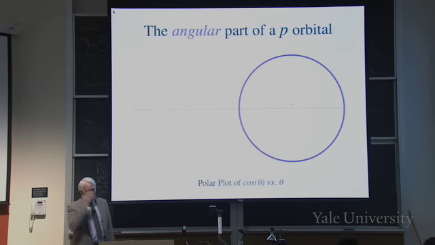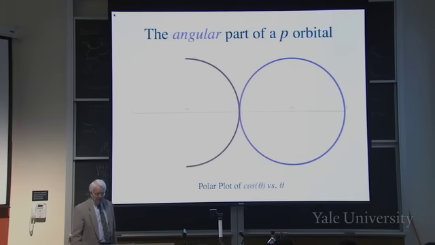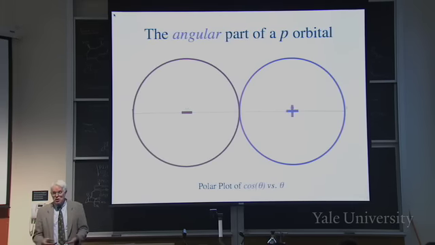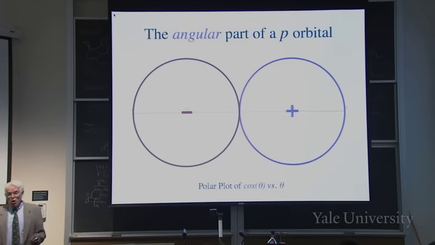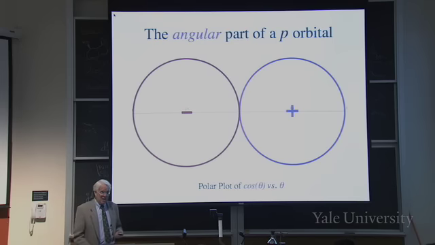What if you go the other direction? What if you go beyond 90 degrees? What happens to cosine? It changes sign. So you've got another circle that's negative on the other side. So there's a p orbital. But I'm not showing the whole p orbital, right? I'm just showing how the angular part varies. So you've seen pictures like that of p orbitals, which is the theta function.